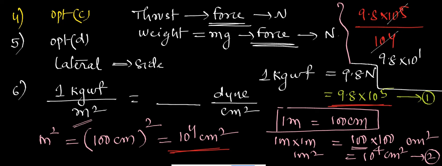Now 9.8, can I write it as 98 by 10 into 10? Now this 10 also cancels. So how much will you get? 98 dyne per centimeter square. Simple, you just have to convert them into CGS system. Any doubt in this? So what is the answer for this question? It is option C.